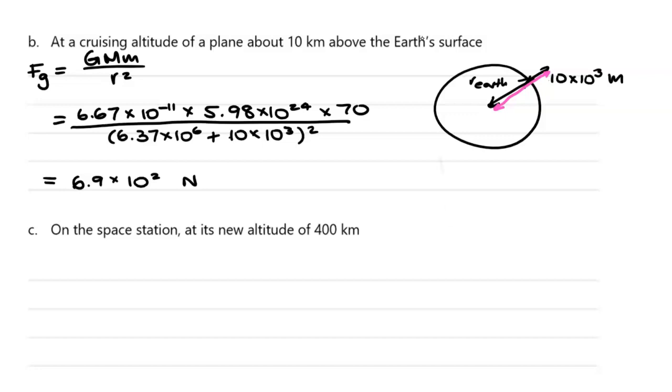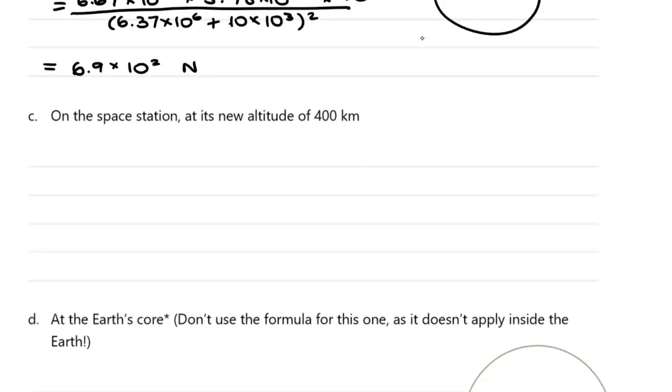Let's see how different it is on the space station, however. The altitude, there's that word we mentioned before, is 400 kilometers, or 400 by 10 to the 3 meters. So have a go at substituting in the values for this one, and we'll see if we get any change in that value that we had.